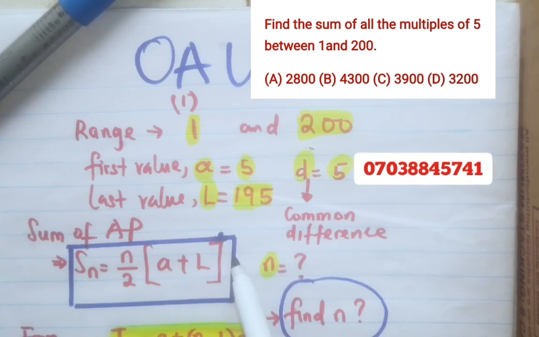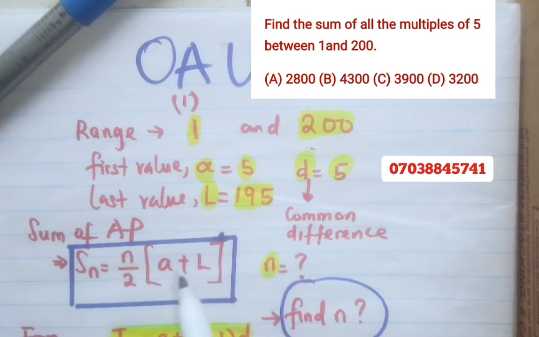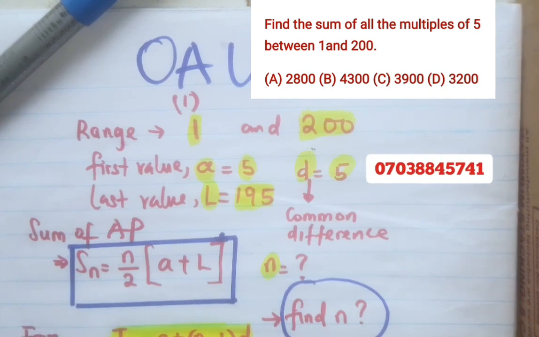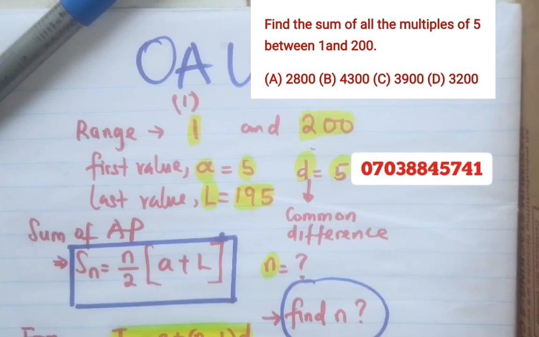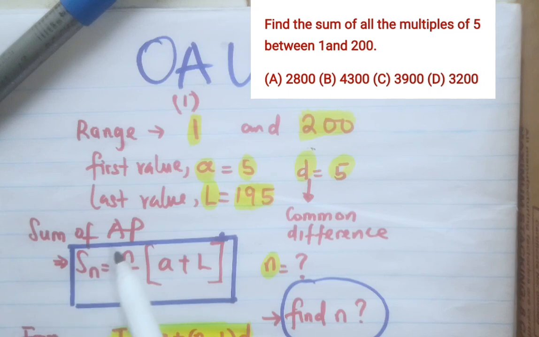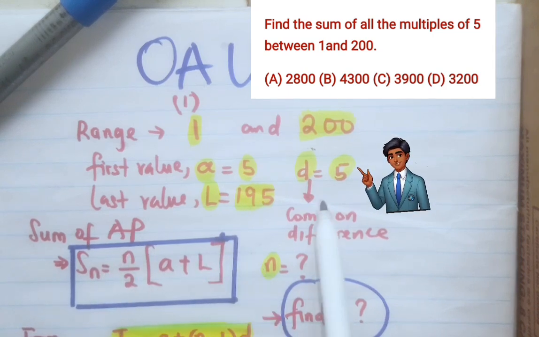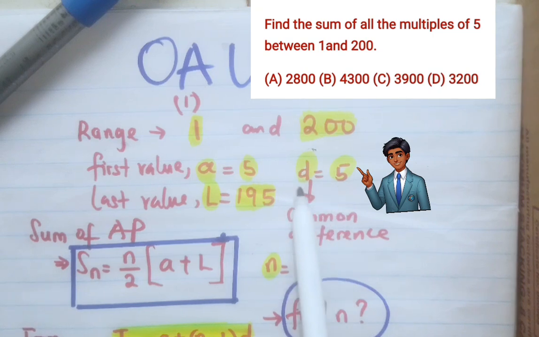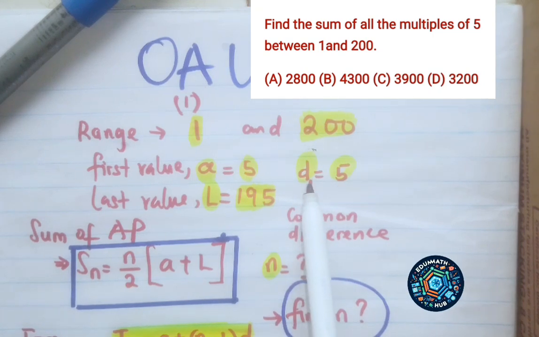Then there's something called the common difference in AP. The common difference is the value that differentiates the terms from each other. So when you have the first value, if you add the common difference, you get the next one. Since you have 5, 10, 15, 20, the difference between the terms is 5. So the common difference is 5, and the symbol is D. That's why you have D equals 5.